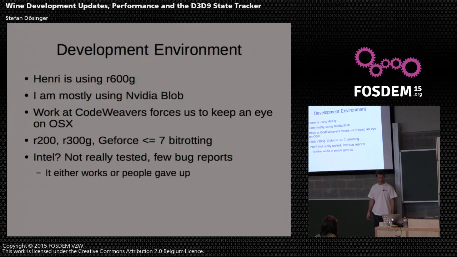One quick word about our development environment, since there are often conspiracy theories that we only care about macOS, or we only care about NVIDIA, or we only care about this or that. Well, back again. So Henri is doing his development on R600G, which is currently the only driver that actually passes our test suite. I am, since I'm using this Mac laptop here, using the NVIDIA binary driver. And due to our work at CodeWeavers, we are forced to keep an eye on macOS, since when that stops working, our financials notice that, so we have to keep track of that.